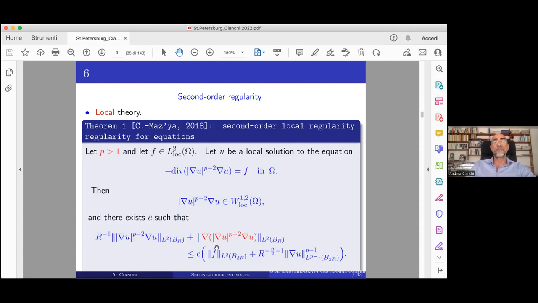And here, of course, the critical term is this one, where we estimate the gradient of this expression of the gradient in L2. Then we have also this lower order term, and on the right-hand side, we have the L2 norm of f and this weak norm of the gradient in L^{p-1}. So this is a local result which holds for equations.